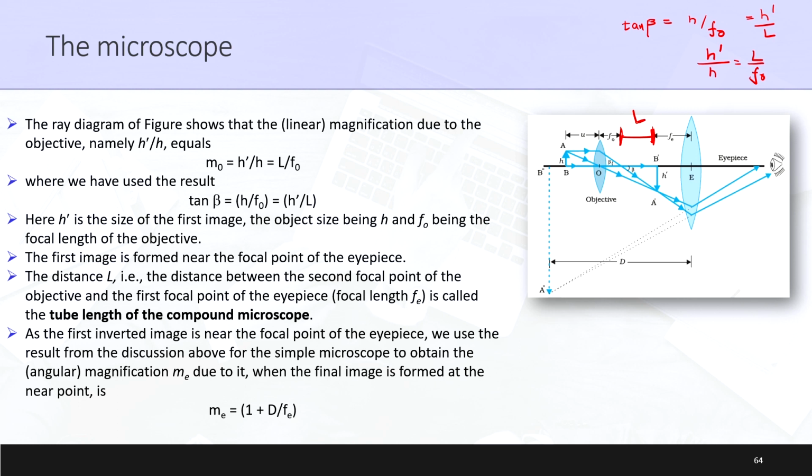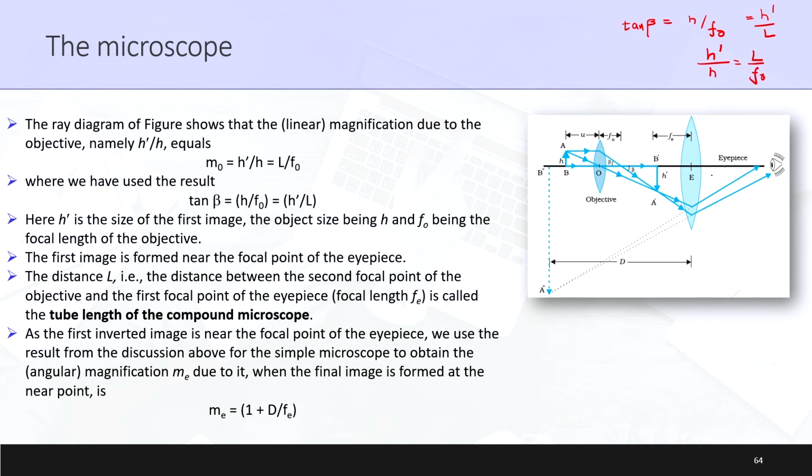So, this is nothing but the tube length. The tube length has the name L, hence the denotation is capital L here. As the first inverted image is near the focal point of the eyepiece, we use the result from the discussion above for the simple microscope to obtain the angular magnification ME due to it, where when the final image is formed at a near point, ME is equal to 1 plus D by Fe.